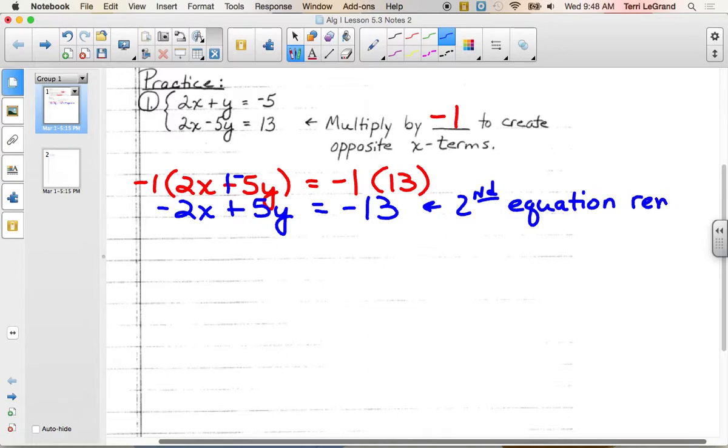Renamed. What is that about? Well, just like when we were doing substitution, if we renamed an equation, we got x or y by itself, we ditched its old name and we started to work with its new name, didn't we? So we're going to do the same thing here. We're going to say, okay, now I'm ready to add them together, so I'm going to write down my two equations in an addition problem.